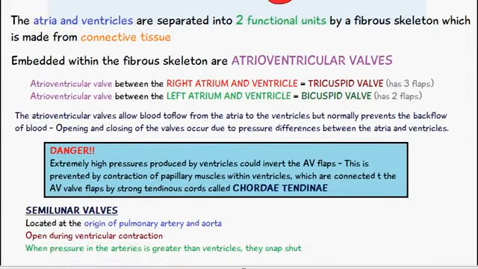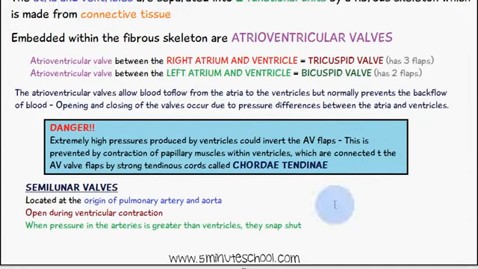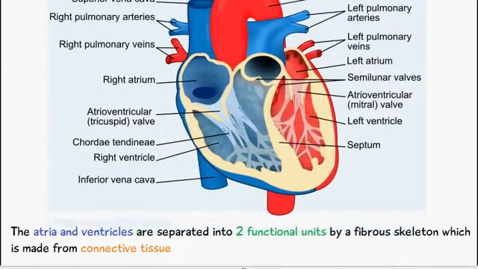Lastly, we're going to talk about the semilunar valves, and they are located at the origin of the pulmonary artery and aorta. They open during ventricular contraction, and when the pressure in the arteries is greater than the ventricles, they snap shut. Okay, so let's have a look at them here. You can see it from the right side of the heart. The ventricles are here. Here we have the pulmonary artery, and we have the semilunar valve here, which obviously prevents backflow of blood from the pulmonary artery back into the ventricles. So it's the exact same purpose as the atrioventricular valve.